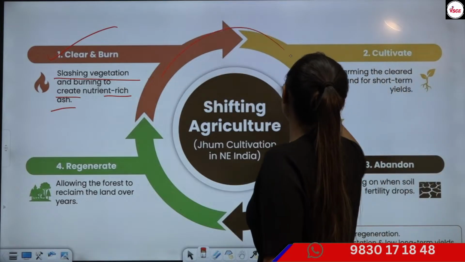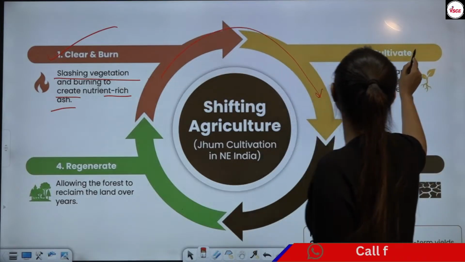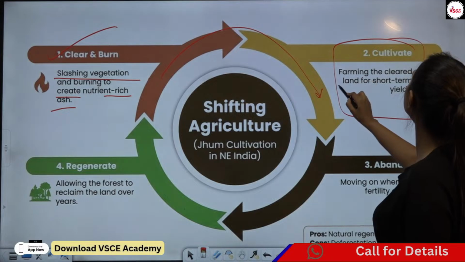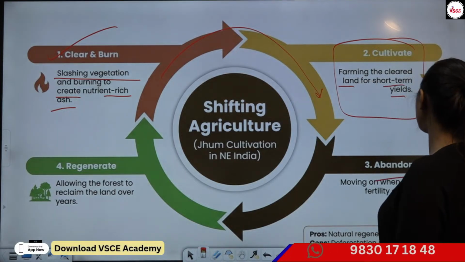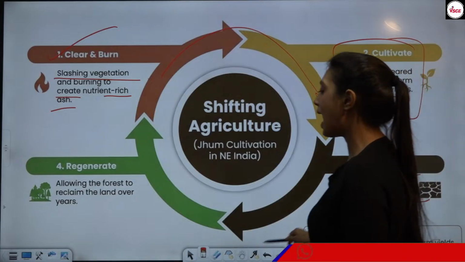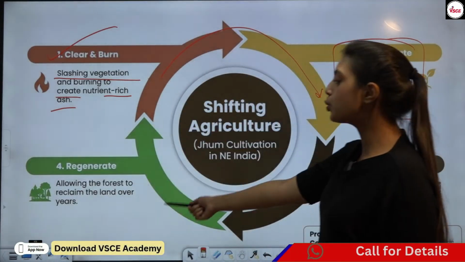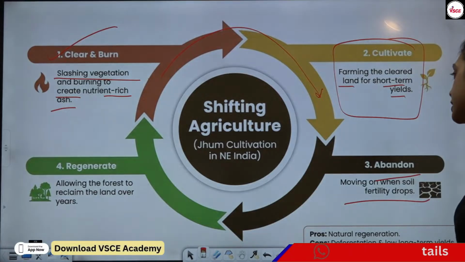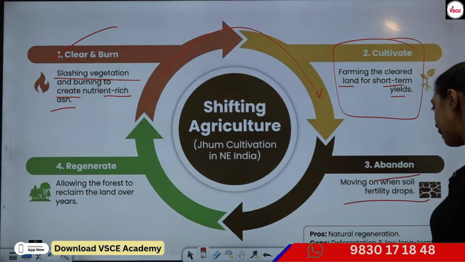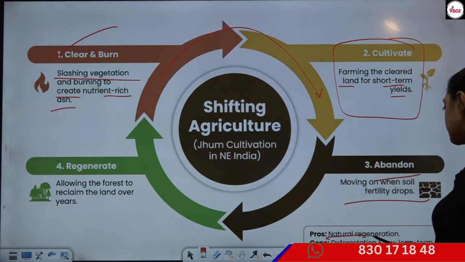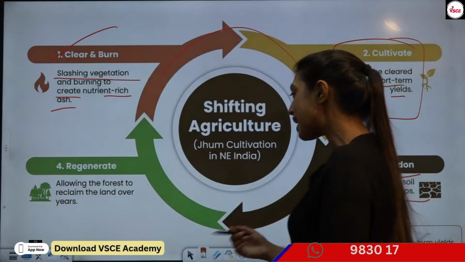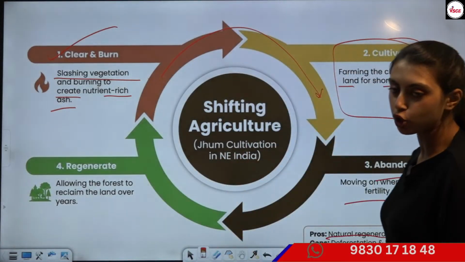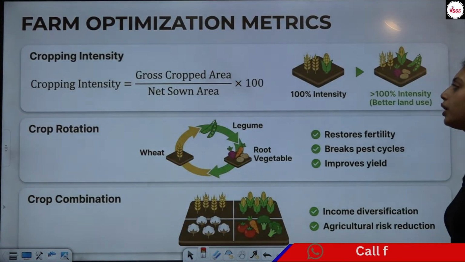Second, you see it's coming here. What does it say? That is cultivation, farming the cleared land for short-term yields. Third, abandoning the land, moving on when the soil fertility drops. And regeneration, allowing the forest to reclaim land over the years. Jhum cultivation in India, right? And this actually has the pro of natural regeneration, but it causes deforestation and low long-term yields, right? So with time, what happens? The fertility of the crop actually reduces to a great extent.